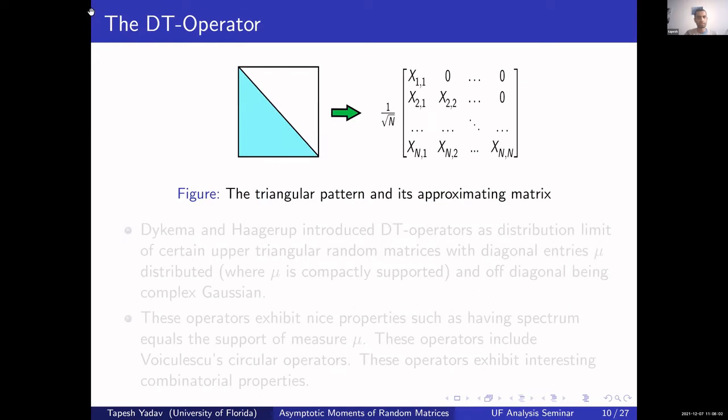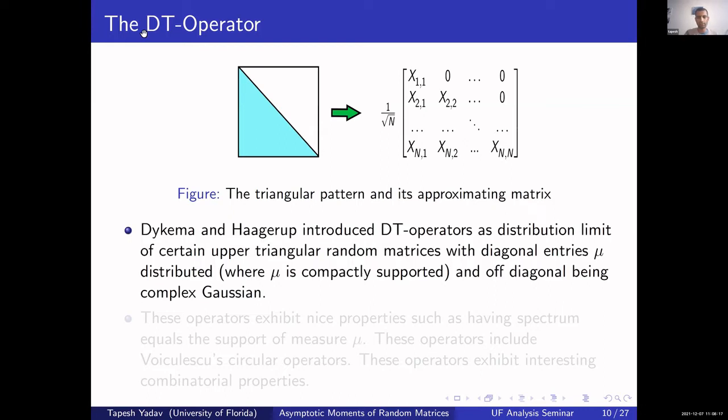Before getting into our results, we will shortly look at what DT operators are, because these operators gave us motivation to look into this project. Dykema and Haagerup introduced DT operators as the distribution limit of certain upper triangular random matrices with diagonal entries mu distributed, where mu is a compactly supported measure, and off-diagonal entries being complex Gaussian.